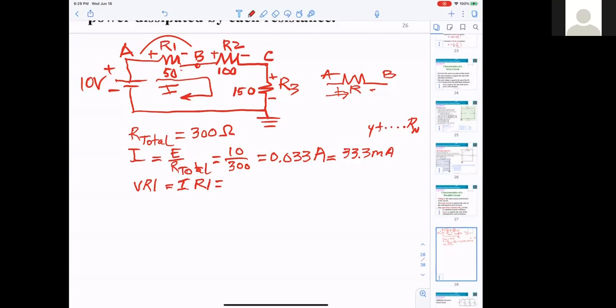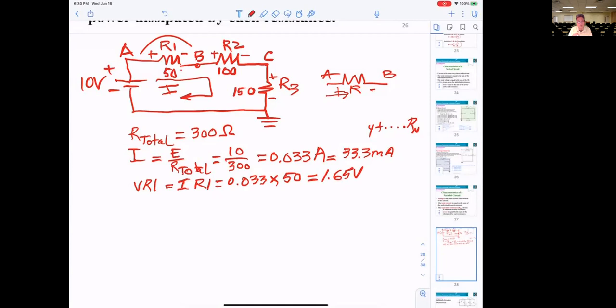I here, you can say 0.033 times 50. And that will be equal to what? 0.033 times 50, you get 1.65. No, I think it's 1.65. That's what I got. Yep, 1.65. Okay. That means the voltage will be dissipated through the resistor R1.